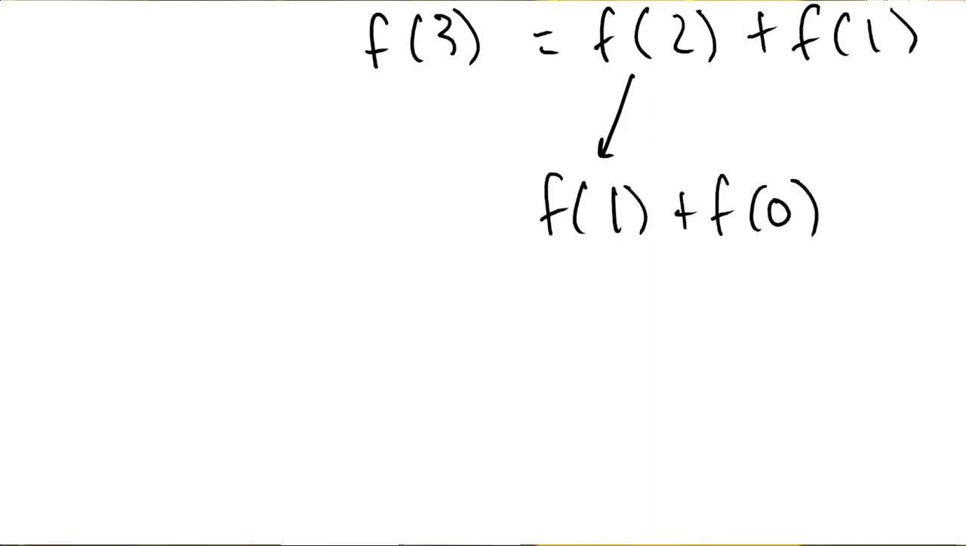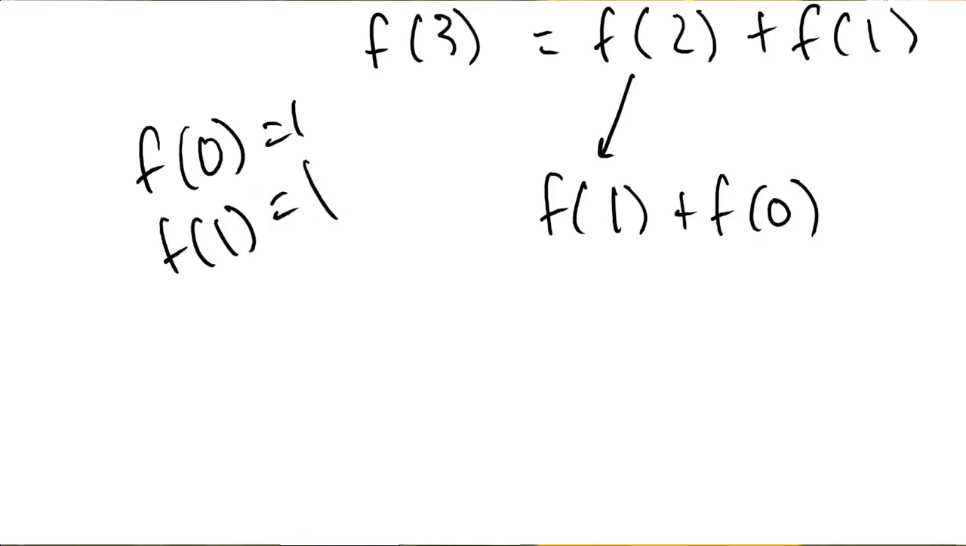And because we have to stop somewhere, we say that the 0th Fibonacci number is equal to 1, as is the first Fibonacci number. And so in this case, the 3rd Fibonacci number is going to be the 2nd Fibonacci number plus the 1st Fibonacci number. The 2nd one is going to be the 1st one plus the 0th one, and so on. So we can work out what the actual value will be by going back up.